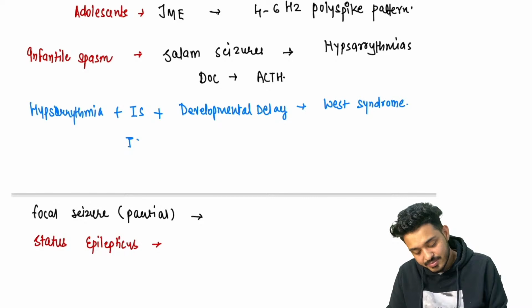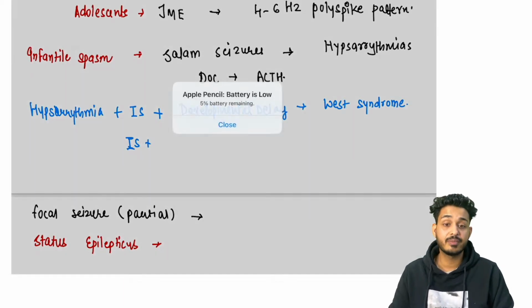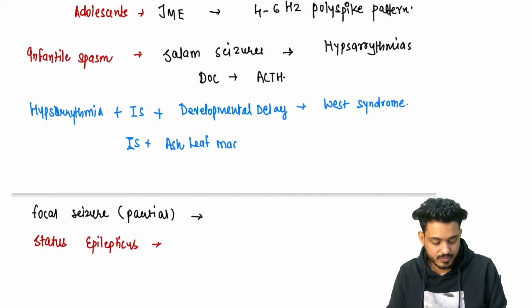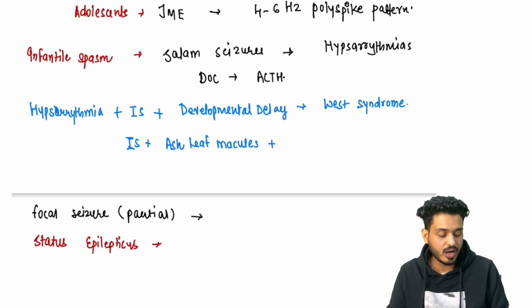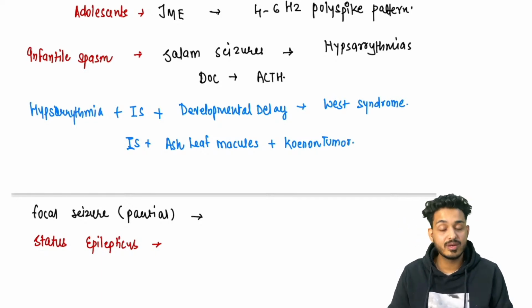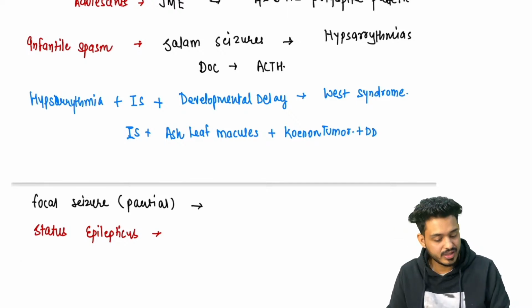If infantile spasm plus, in the question they will write one more thing, they have asked in NEET PG, they can repeat. If they have given you a question like infantile spasm along with ash leaf macules along with Koenen tumors or periungual fibromas, right? Along with the developmental delay, this is going to be in the favor of tuberous sclerosis.